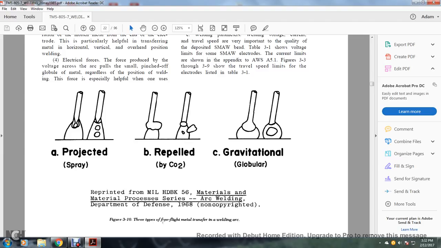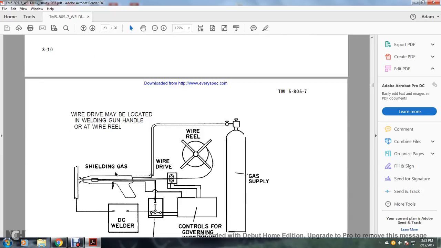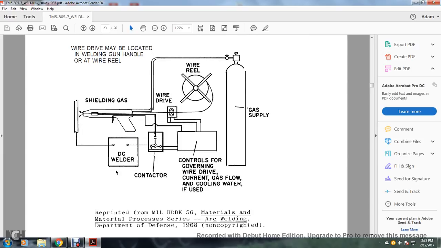Figure 3.10 shows the three types of free flight metal transfer in the welding arc. You have projected spray, repelled, and gravitational. This shows the reprinted Military Handbook 56, Materials and Metal Processing Series, Arc Welding, Department of Defense, 1968.